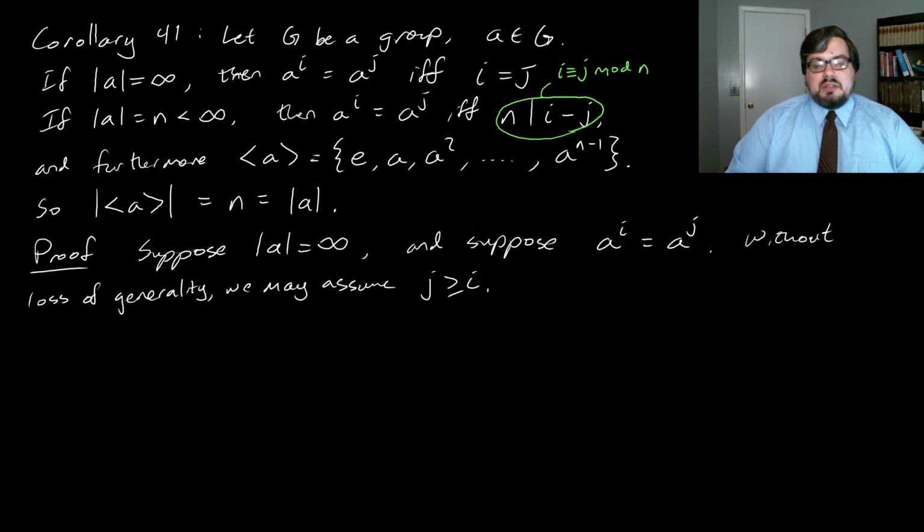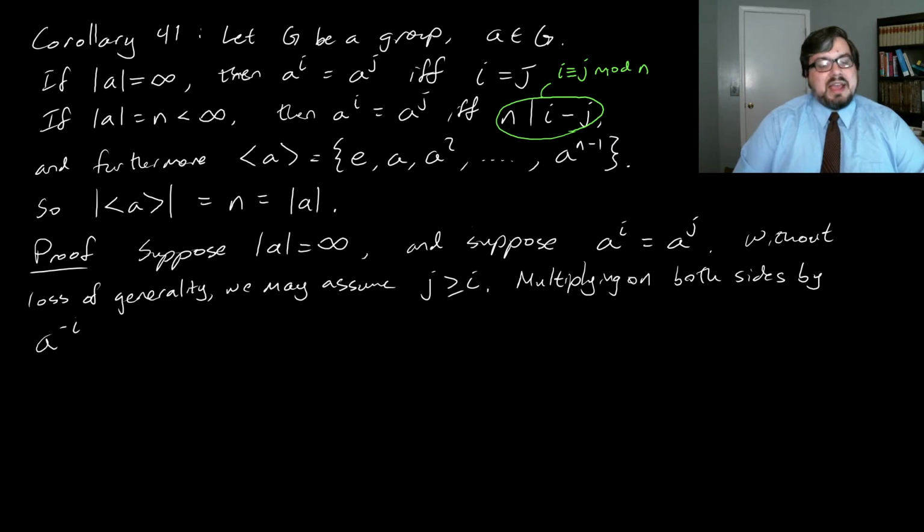So now if we multiply on both sides by a to the negative i, we get the identity is equal to a to the j minus i.